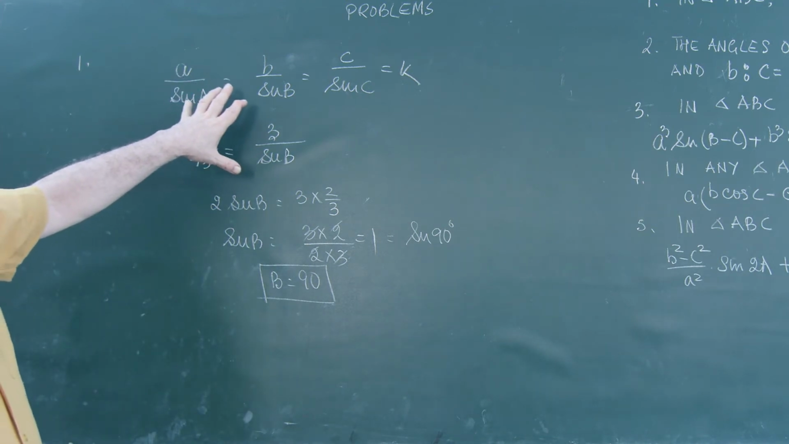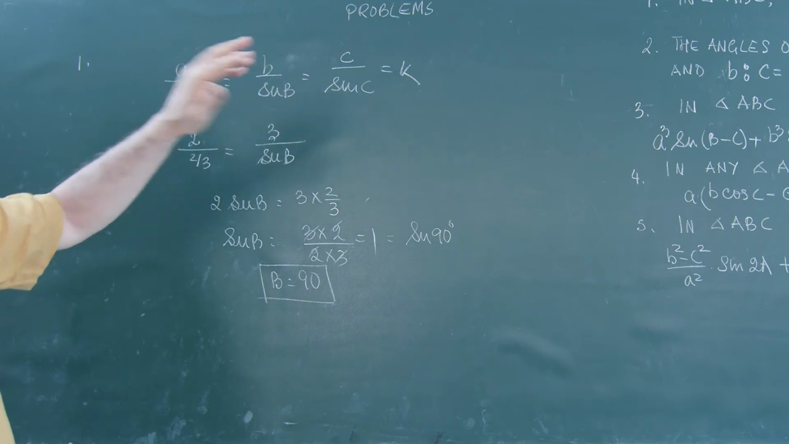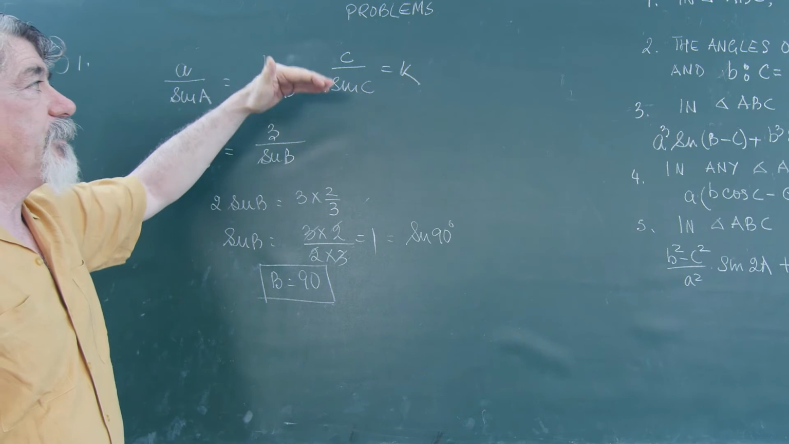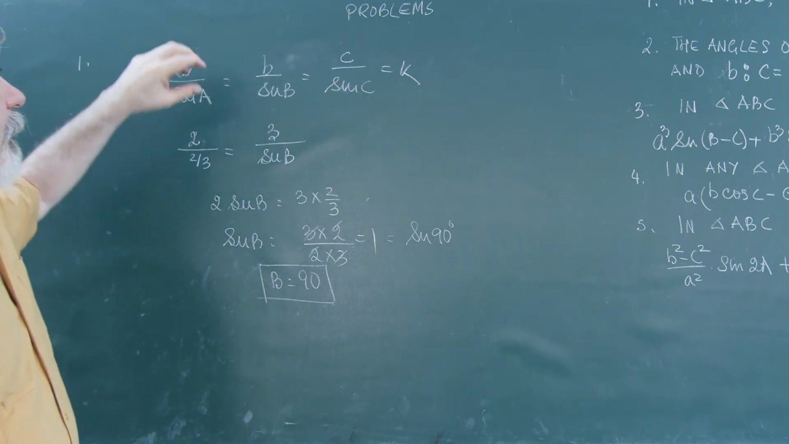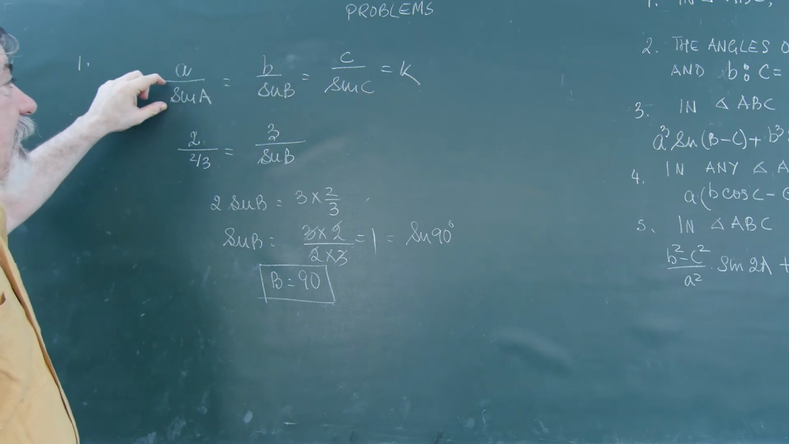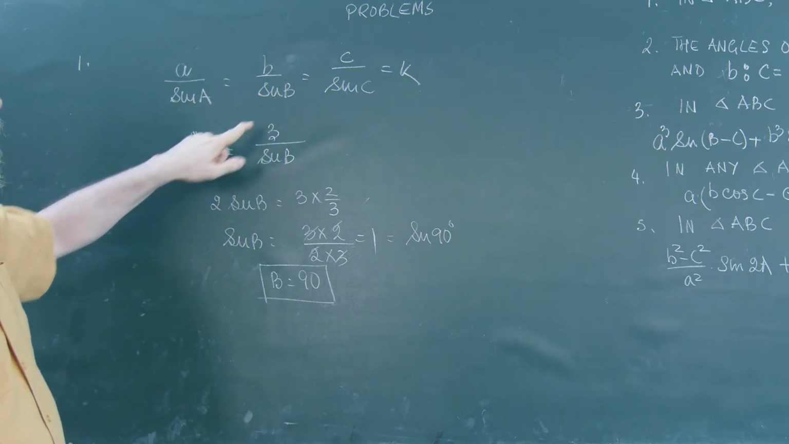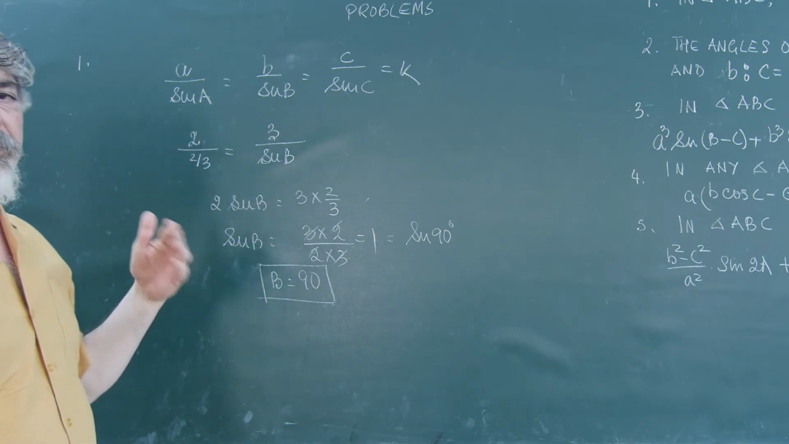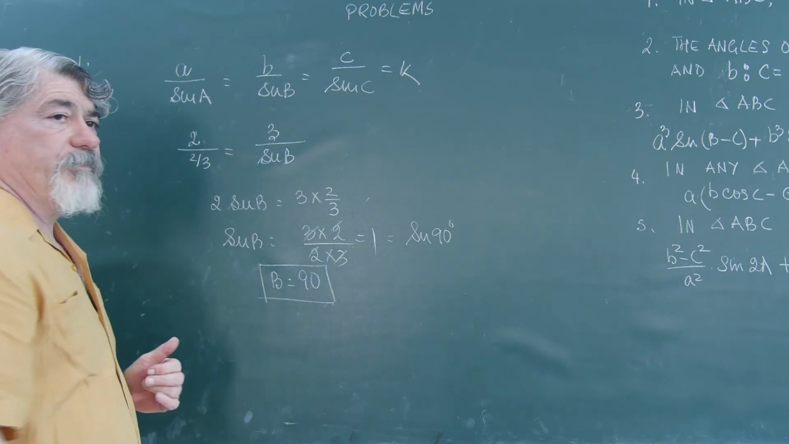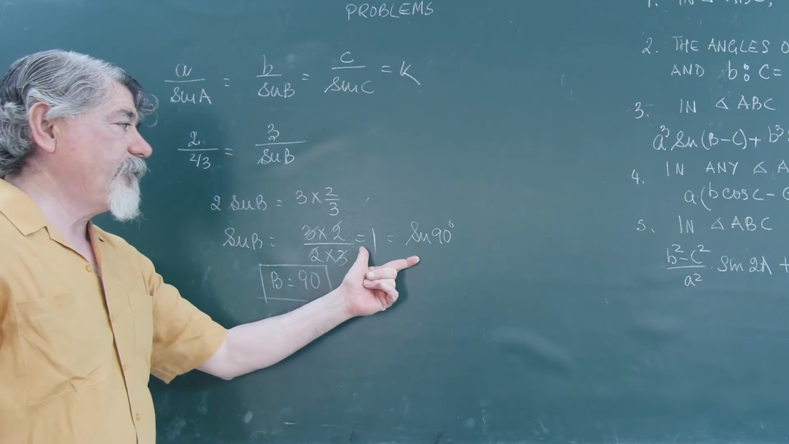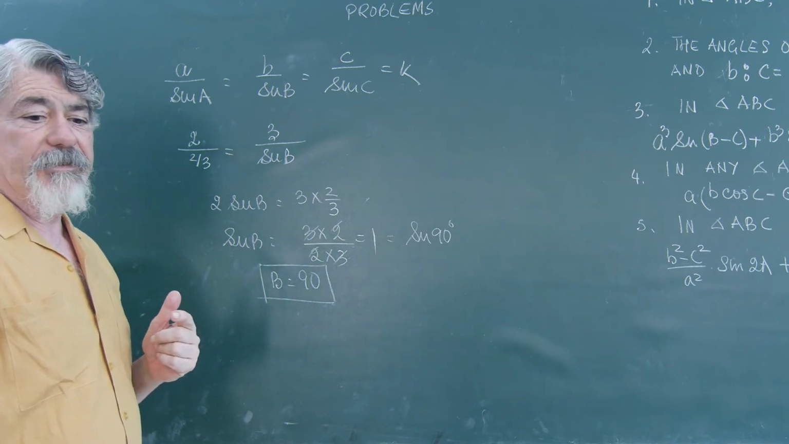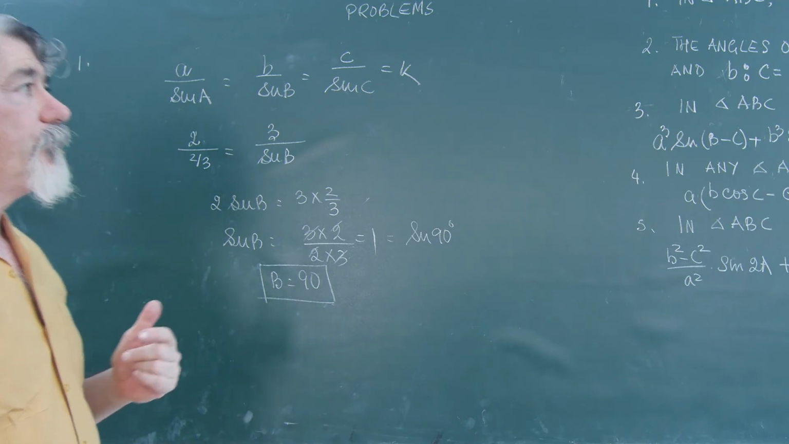So it's a simple formula, a simple question for you to begin with. a upon sin A is equal to b upon sin B is equal to c upon sin C is equal to k. I know the value of a, b, and sin A, and I have to find sin B. So I substituted all the values in the formula and calculated sin B, which comes out to be equal to 1, and sin 90 is 1, so B is equal to 90 degrees. This is the first question.